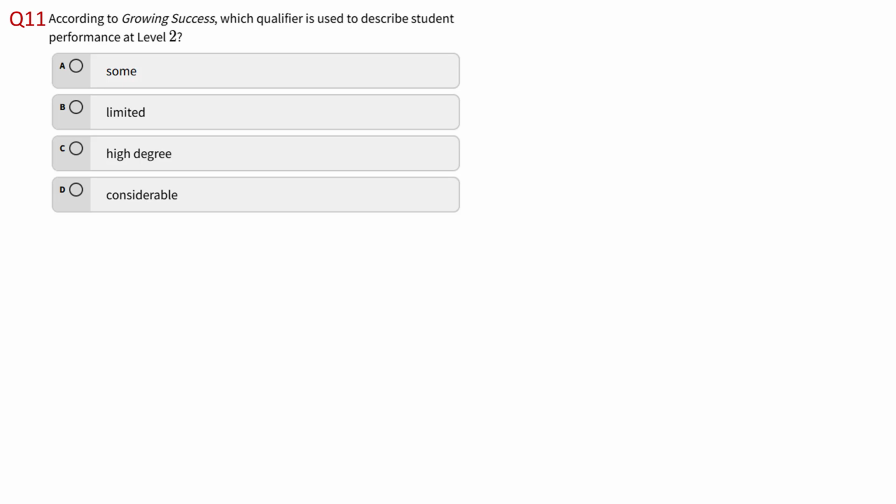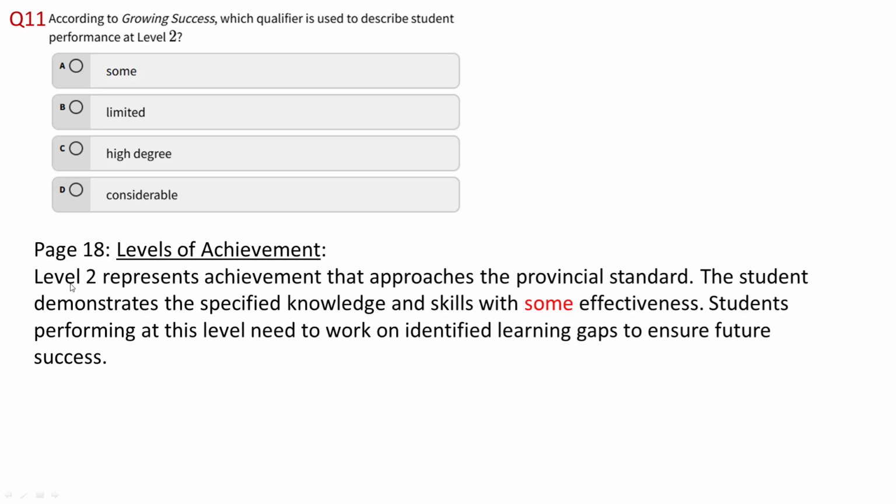Question number 11. In Growing Success, which qualifier is used to describe student performance at level 2? So if we look on page 18, level 2 says your student is doing things with some effectiveness. So some is the qualifier used for level 2. Limited is actually level 1. Okay. Considerable and high degree are higher levels.